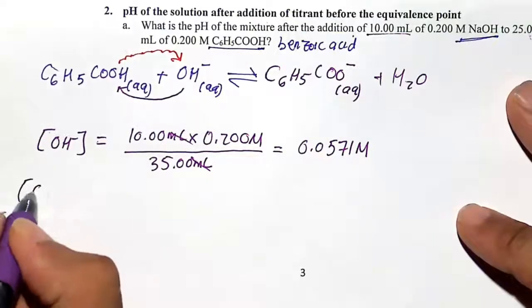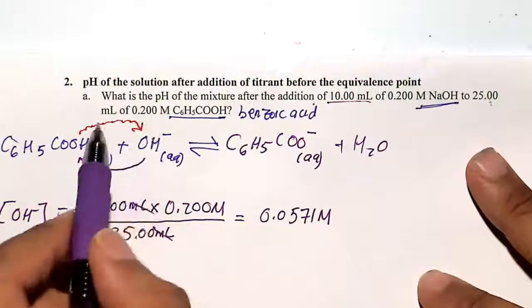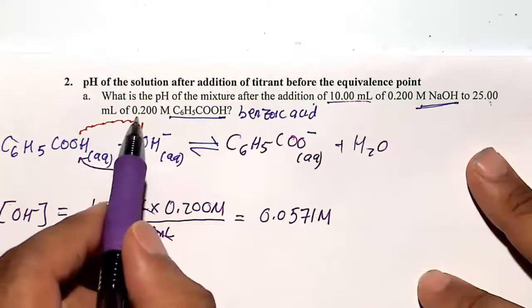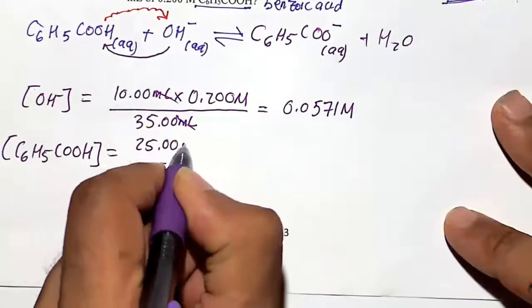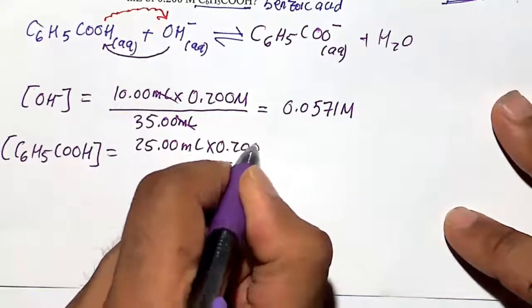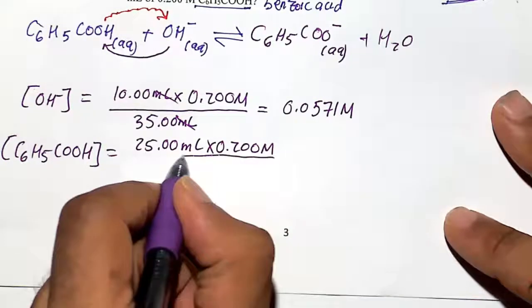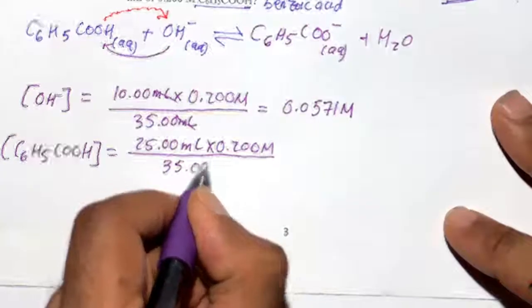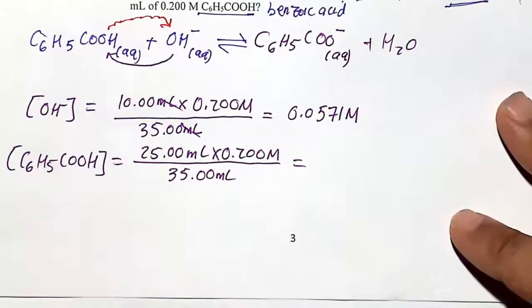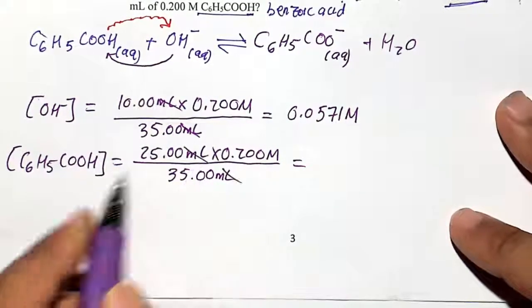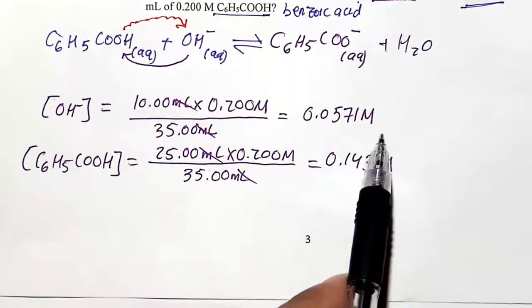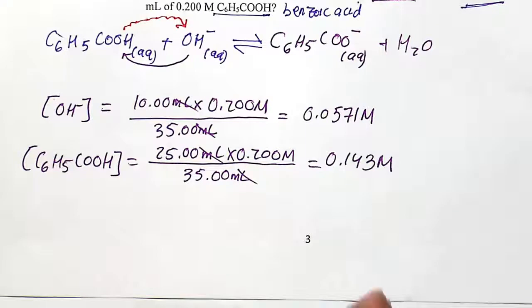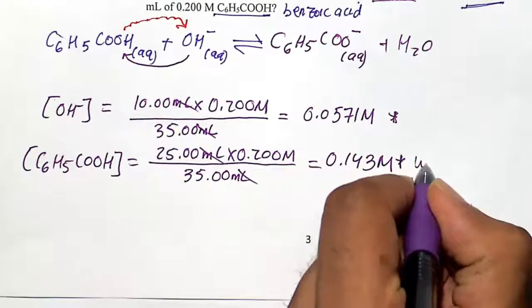For the concentration of benzoic acid, we took 25 mL out of a bottle whose concentration is 0.200 molar. So we took 25 mL whose concentration of benzoic acid is 0.200 molar. Our total volume after mixing the two reactants is going to be 35 mL. The mL cancel. All right, so now let's contrast this situation with what we had before. Before, we had an excess of our strong acid or strong base. Here, we have an excess of our weak acid.